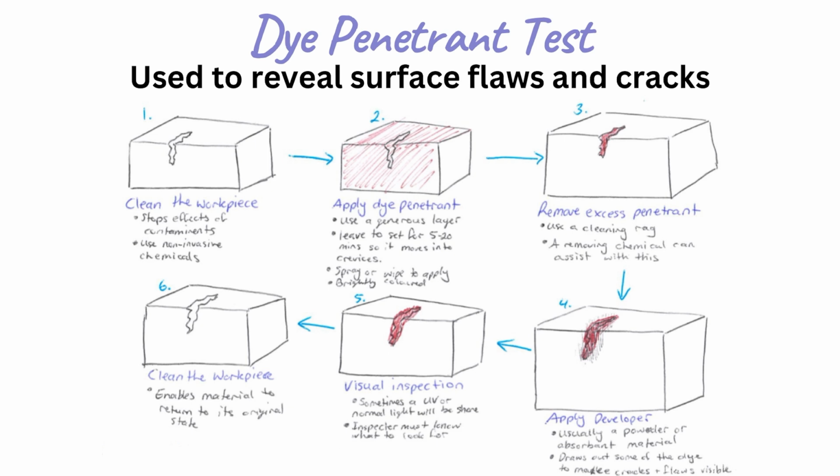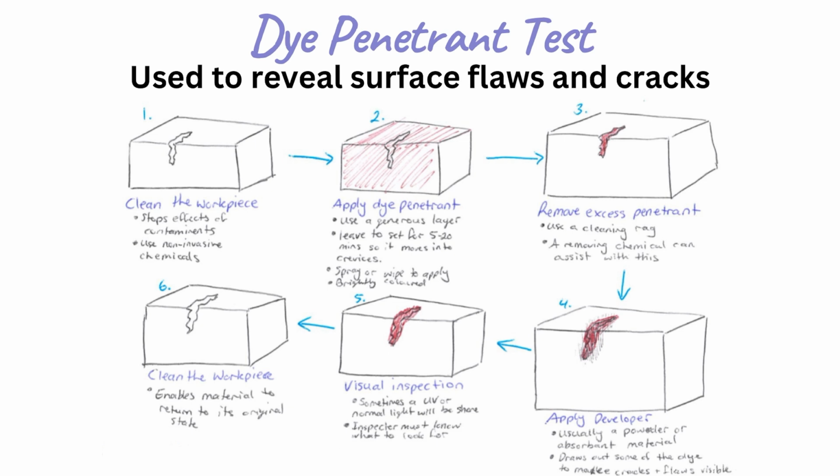So the first step for a dye penetrant test is to clean the surface of the workpiece. So say if you want to test a flaw on the exterior of a beam of a bridge, you need to clean off the beam, make sure that there's no paint residue on the surface, and this stops contaminants affecting the surface. So you want to use some non-invasive chemicals to do that. The second step is to apply a special dye penetrant.